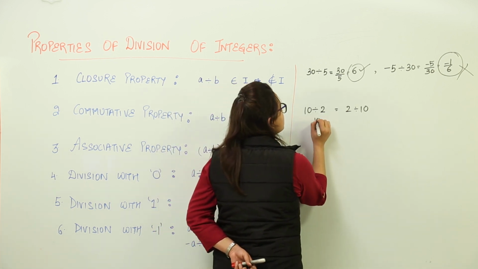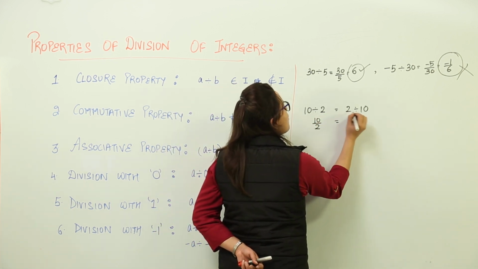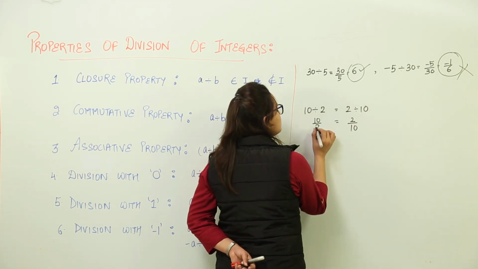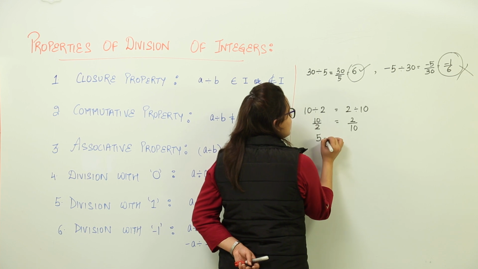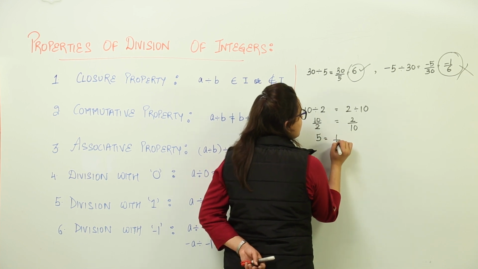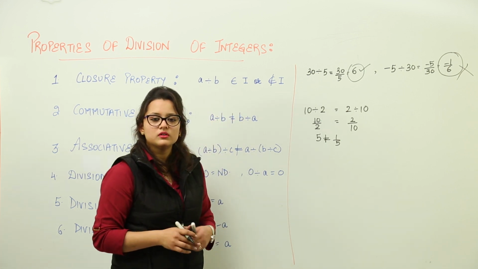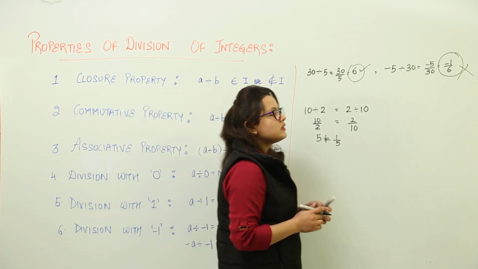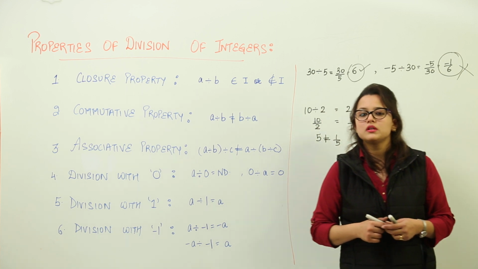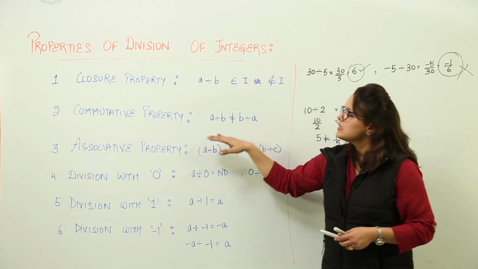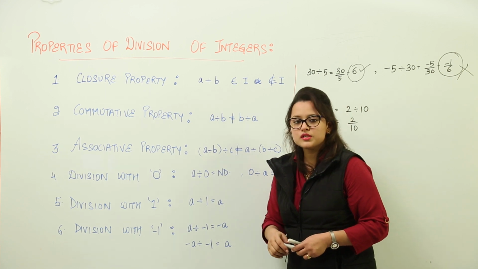What is 10 divided with 2? It is 10 upon 2. What is 2 divided with 10? That is 2/10. If you solve this, you would get 5 and on the other side you would get 1/5, which are not equal to each other. That means the division of integers can be concluded as non-commutative.